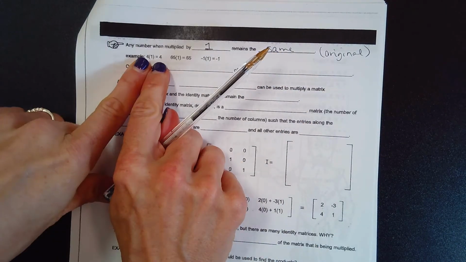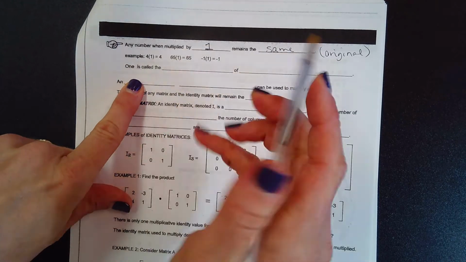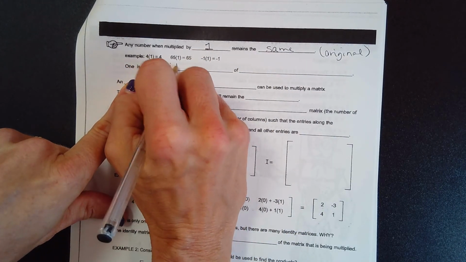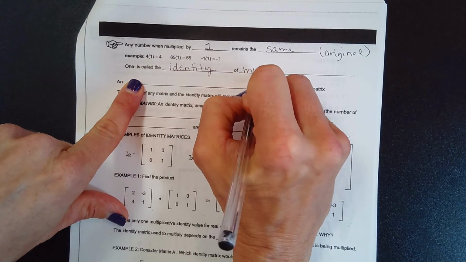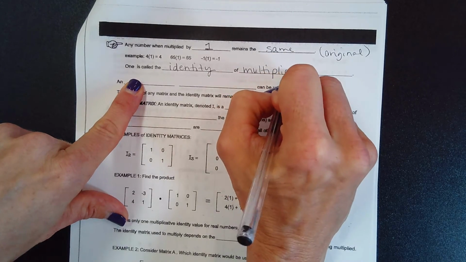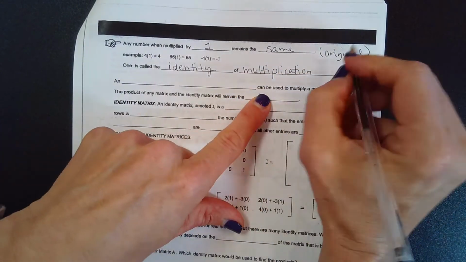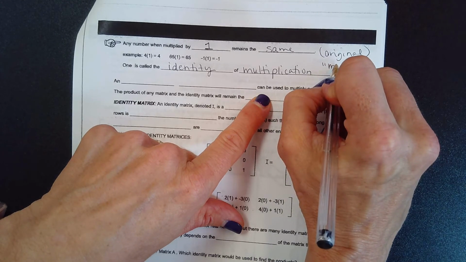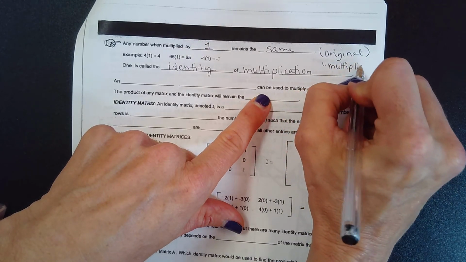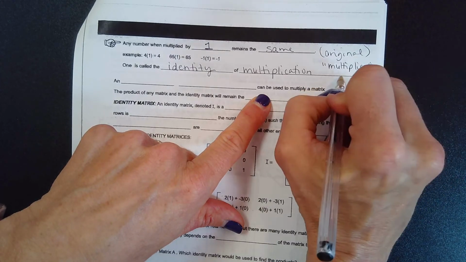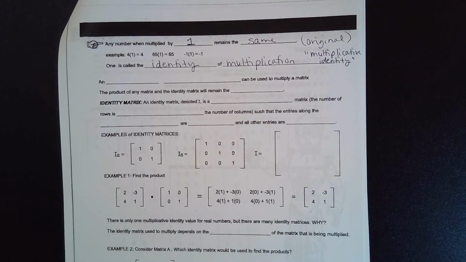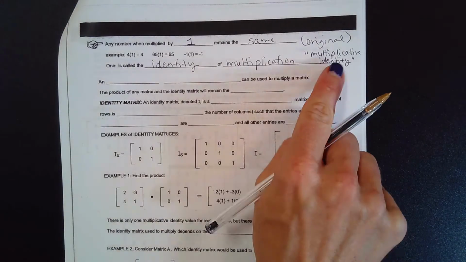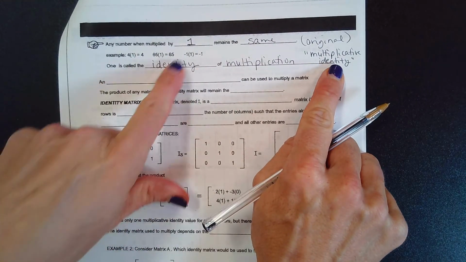So for that reason, 1 is called the identity of multiplication. I don't actually call it that. That's what these notes wanted me to write. You'll normally hear it referred to as the multiplicative identity. There's an additive identity and a multiplicative identity. Additive identity is 0. Multiplicative identity is 1.